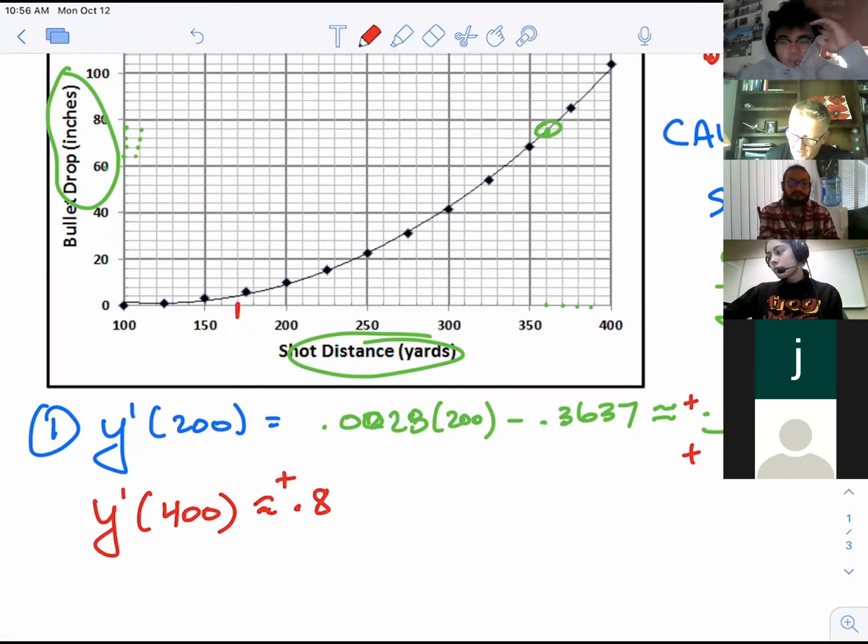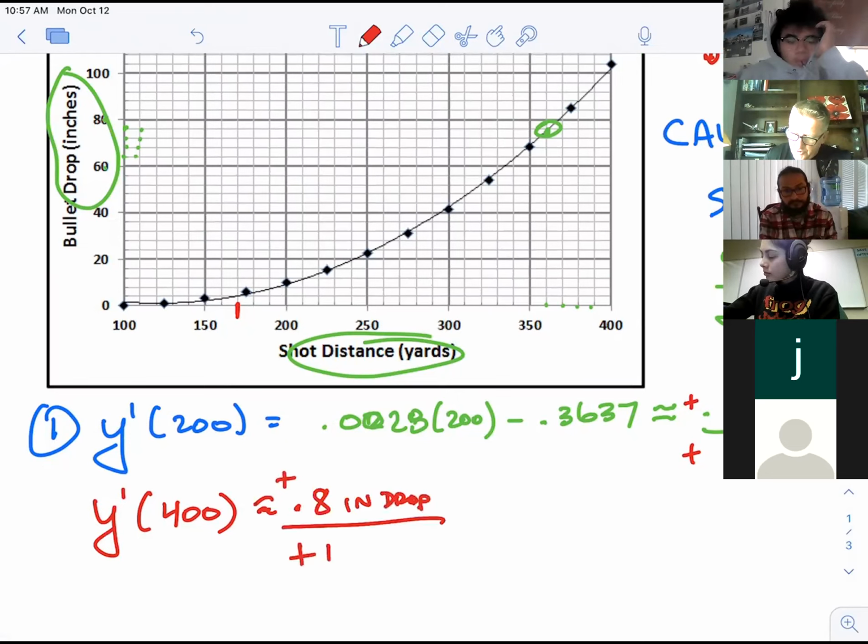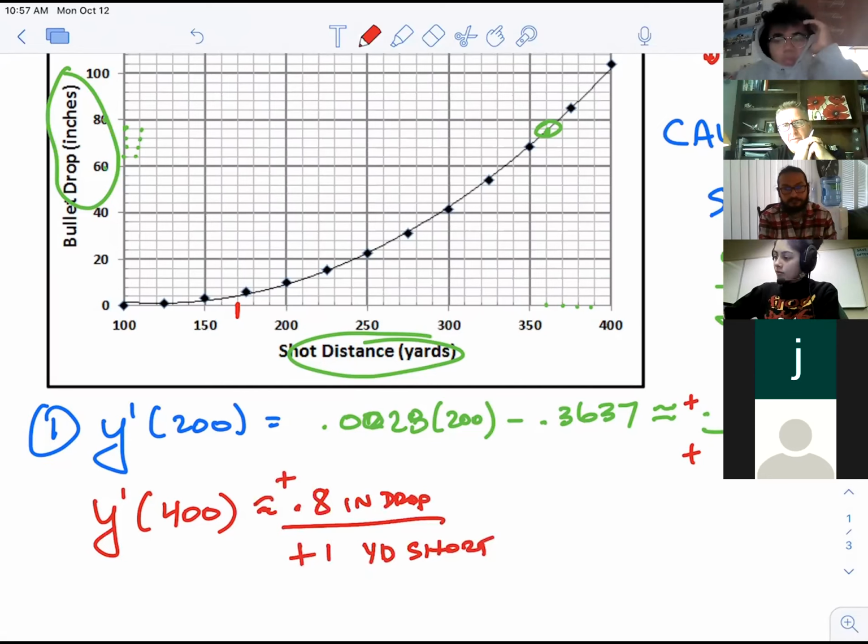Really? An increase of 0.8 inches of drop for every increase of 1 yard shot? Wow, so if I change by a yard out there, I actually get 4 times the amount of drop, almost a whole more inch. If I went from 400 to 401, it's going to drop almost an inch more. So the rate of change out there is much faster. Maybe you can picture the bullet when it first goes out of the gun staying pretty level, but at some point it's falling straight down, going down really fast because it kind of ran out of juice. That's why calculus is kind of cool, because the rate of change isn't the same everywhere. It matters where you are.